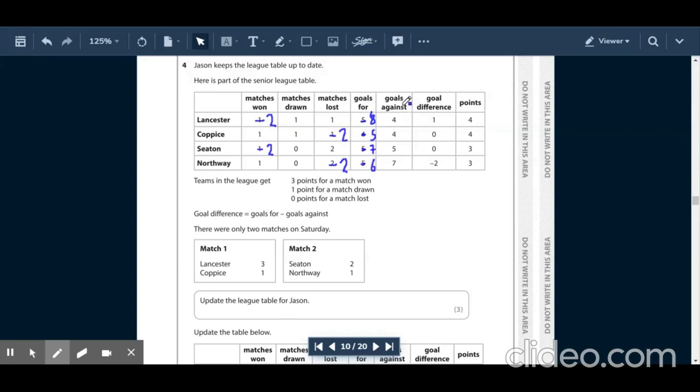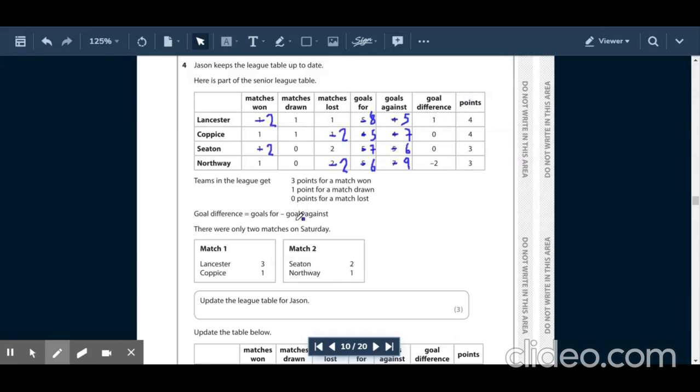Next one, I say goals against. So how many goals were against them? So Lanchester, they had 1 goal against. So that goes up to 5. Coppice had 3 goals against them. So that goes up to 7. Seaton had 1 goal against them. So 6. And then Northway had 2 goals against them. So this is the amount of goals the other team scored.